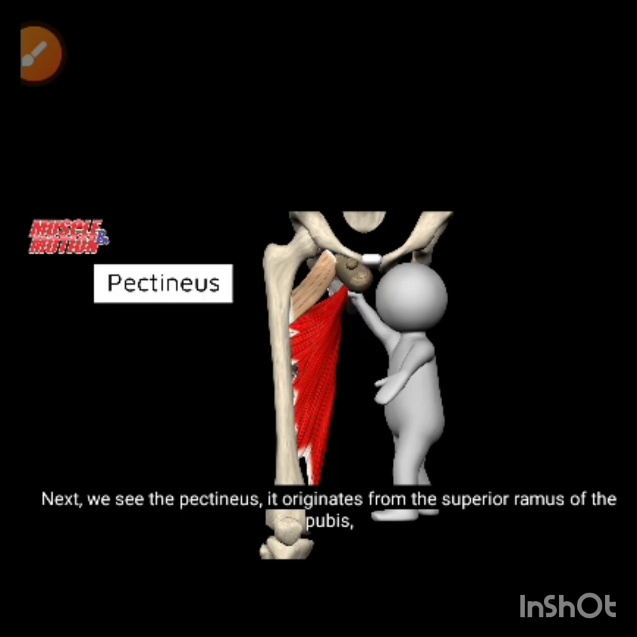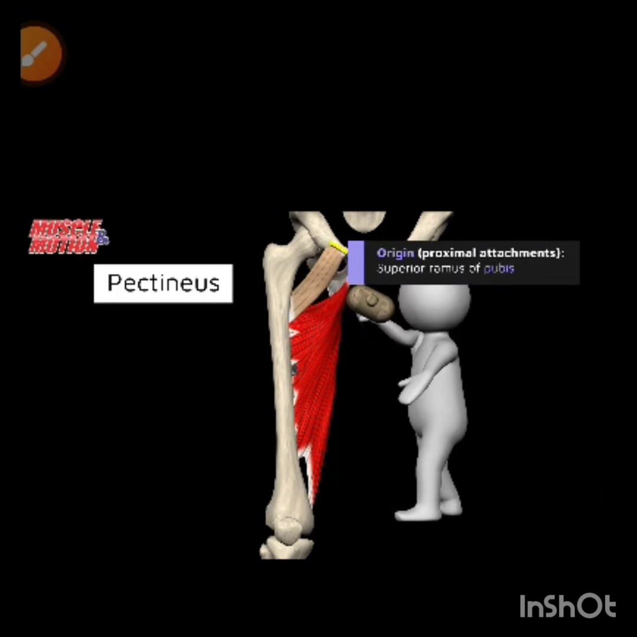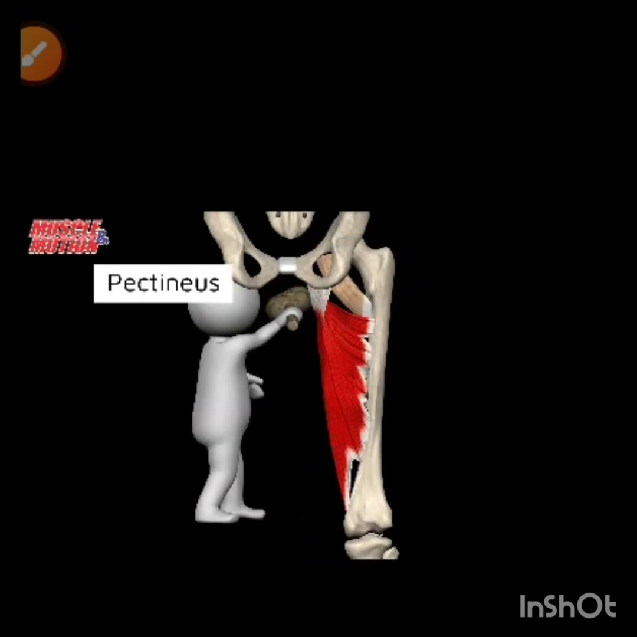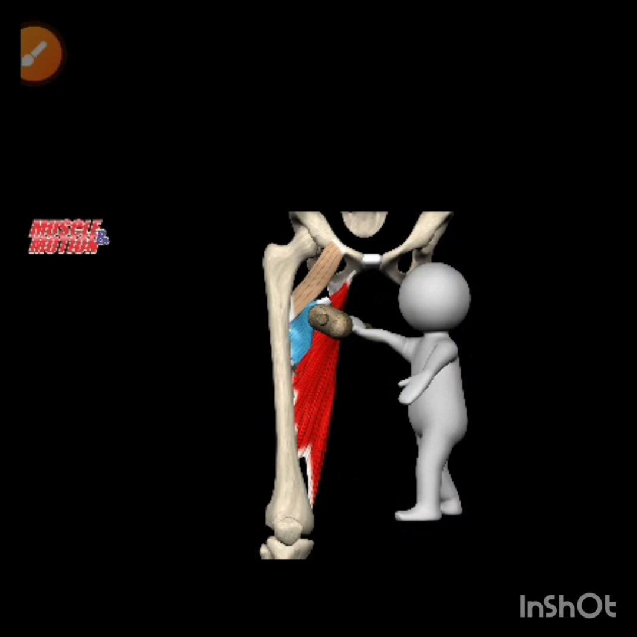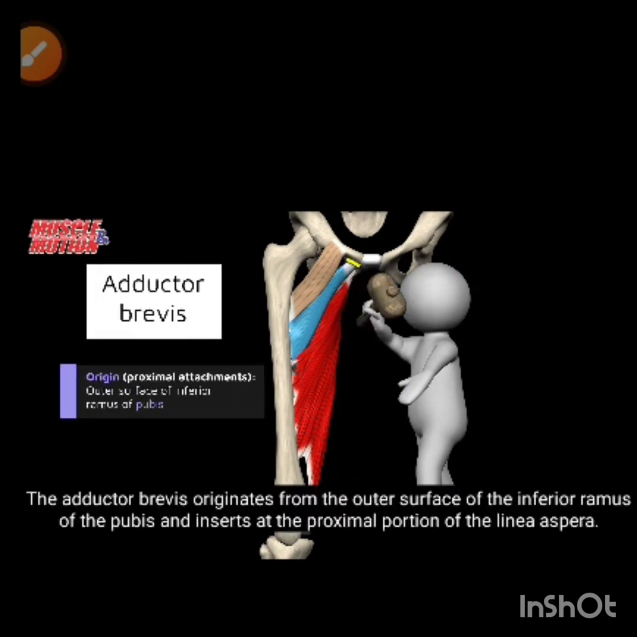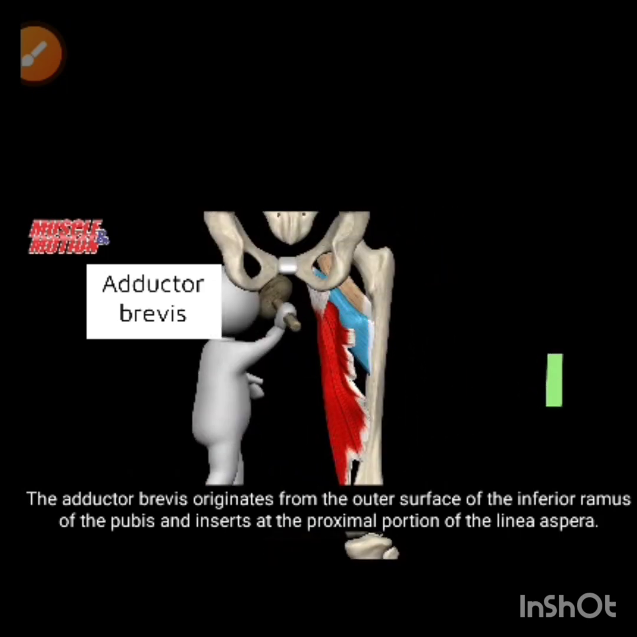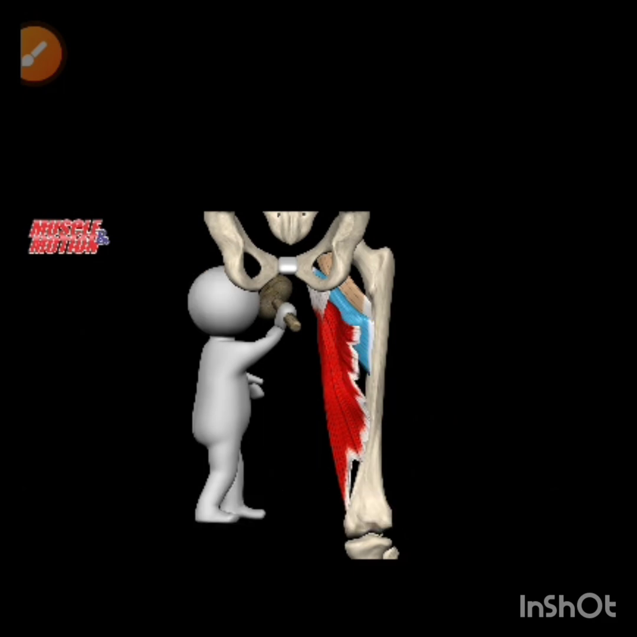Next, we see the pectineus. It originates from the superior ramus of the pubis and inserts at the oblique line, extending from the base of the lesser trochanter to the linea aspera on the posterior surface of the femur. The adductor brevis originates from the outer surface of the inferior ramus of the pubis and inserts at the proximal portion of the linea aspera.